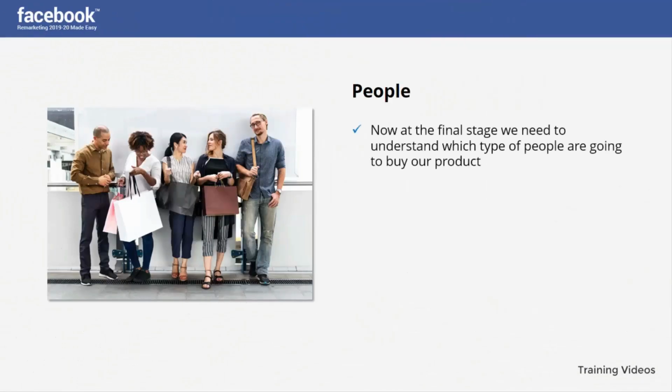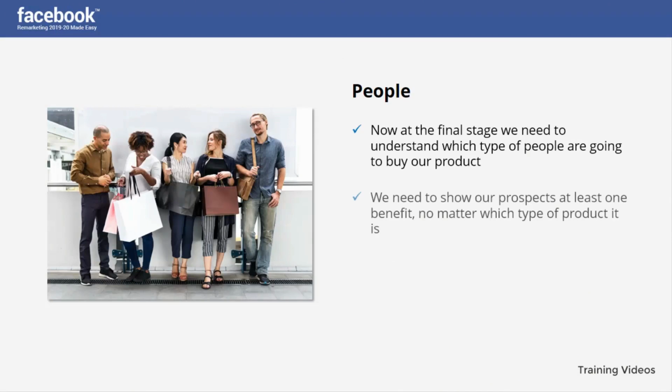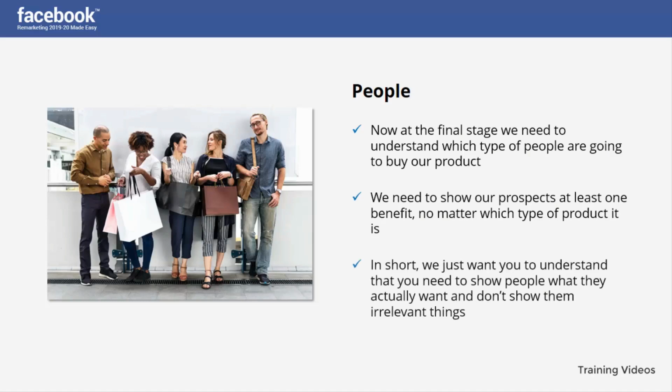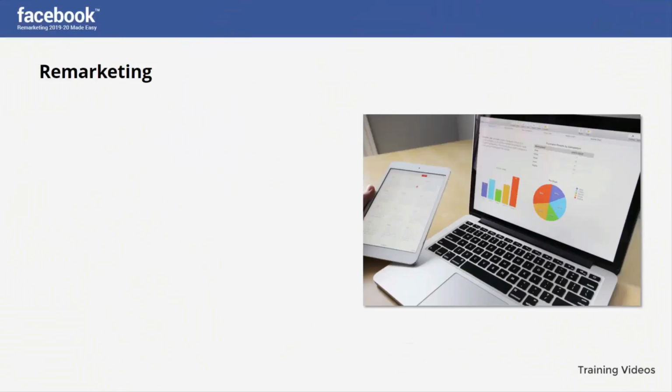People. Now at the final stage, we need to understand which type of people are going to buy our product. We need to show our prospects at least one benefit, no matter which type of product it is. In short, we just want you to understand that we need to show people what they actually want, and don't show them irrelevant things. Remarketing.